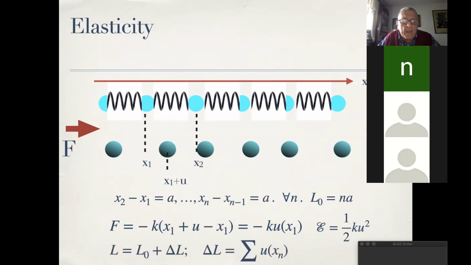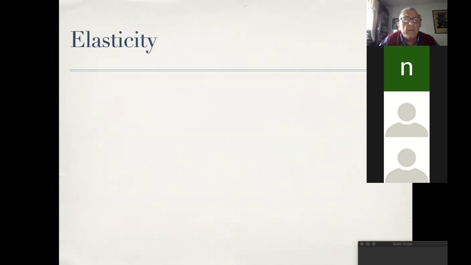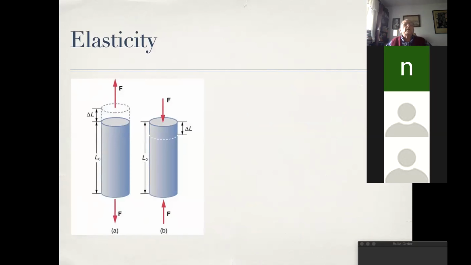All right. If I apply that force, then the length of the lattice, remember L0 was just the number of sites times the lattice constant, changes by a little delta L, and that delta L is essentially nothing else than the sum of all the displacements of the particular points. All right. So let's now leave the one-dimensional world. We are not really living in a one-dimensional world.